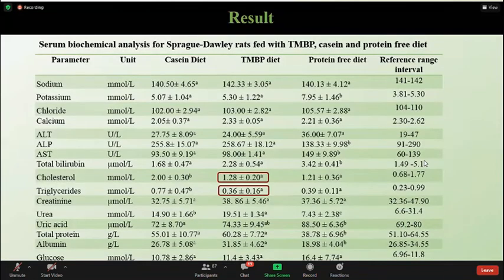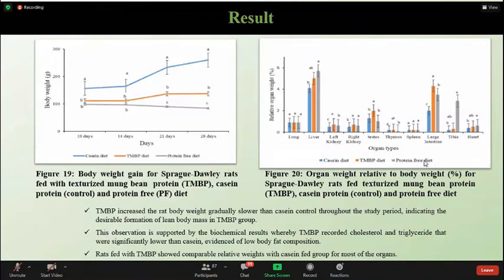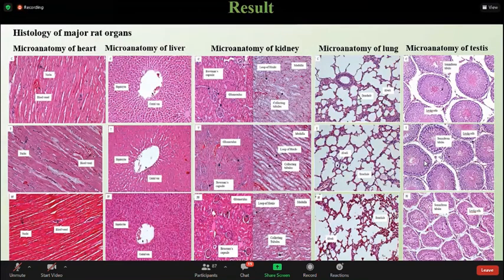And this is basically done in vivo, using rats. And after that, there's no toxicity at all, if you look at the anatomy of the heart, liver, kidney, lung, and also the testes. But one thing we noticed is that after being subjected to the extrusion process, the viability of the protein improved so much, as indicated by the data.